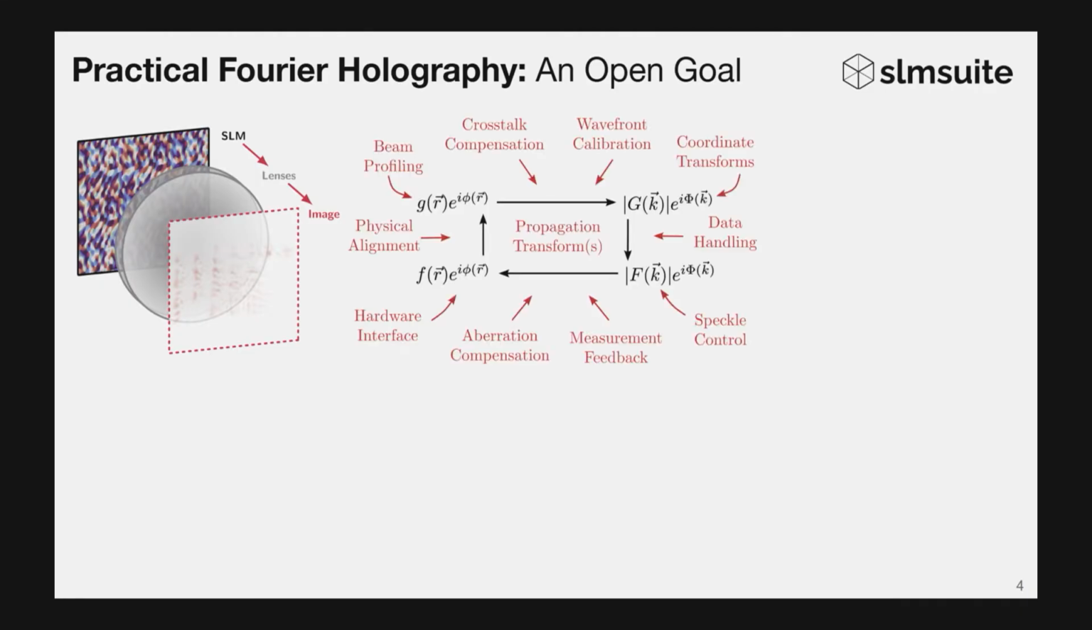So what you actually have to do is all the boring stuff that's in the red, that is the focus of our software, right? So you take care of all of the alignment, beam profiling, crosstalk compensation, and so forth, all of the technical details that have to be resolved. And really the point of this is it's a hardware-software co-design that gets to the fundamental limits of what the hardware performance is. That's our overall objective.